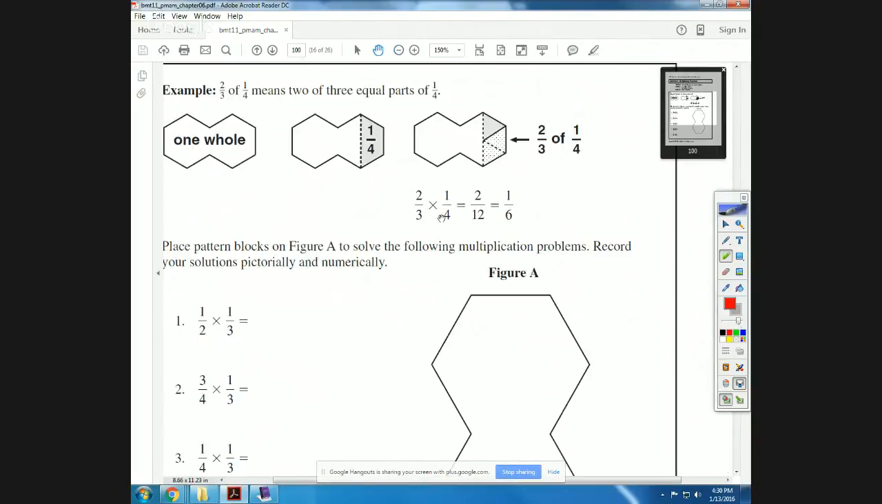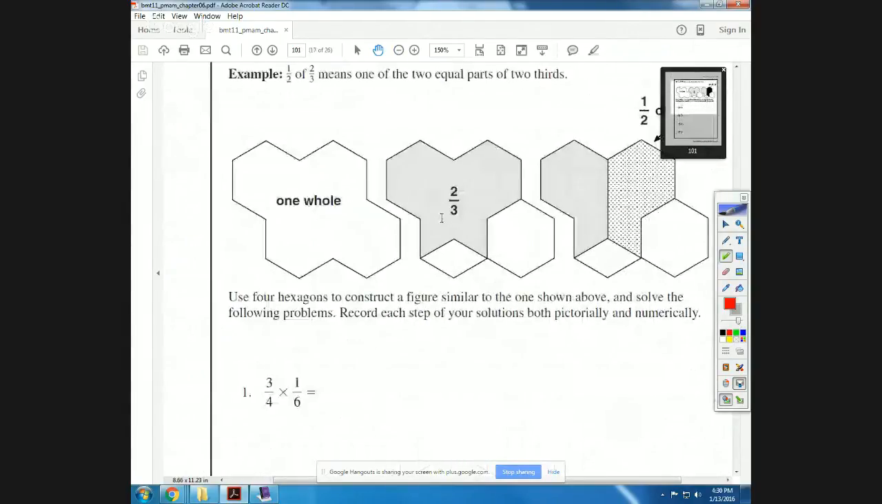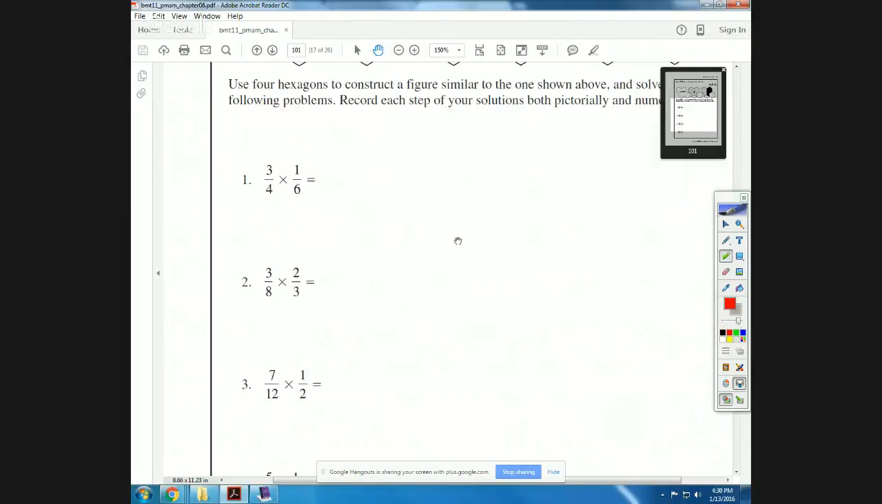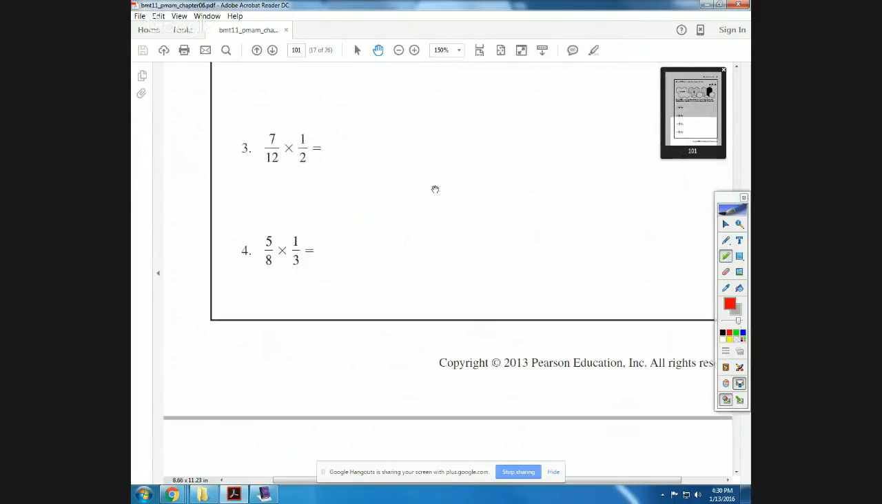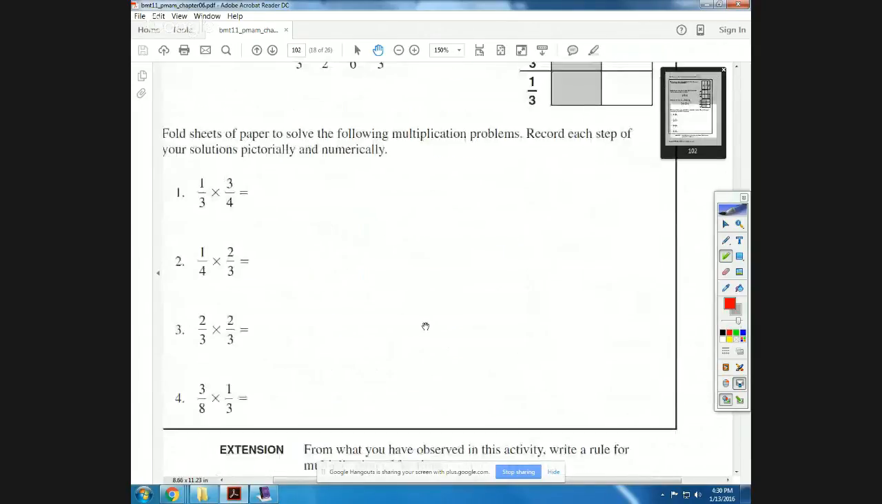Let's take a look at the next activity, number 9. The challenge on this one, they bump it up to 4 hexagons for a whole. Like when we were doing addition, we started with 1, we jumped to 2. So that makes it a little more challenging, but it's the same process. You will struggle with those a little bit to draw them right, and the hexagonal paper will help. And then paper folding is at the end.